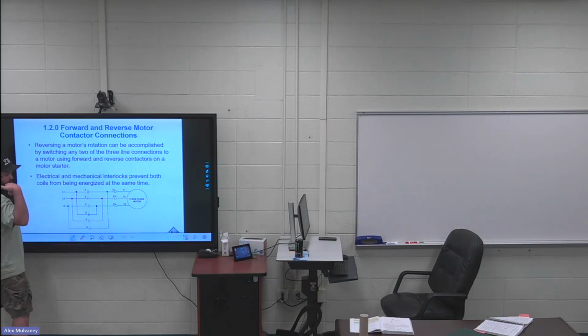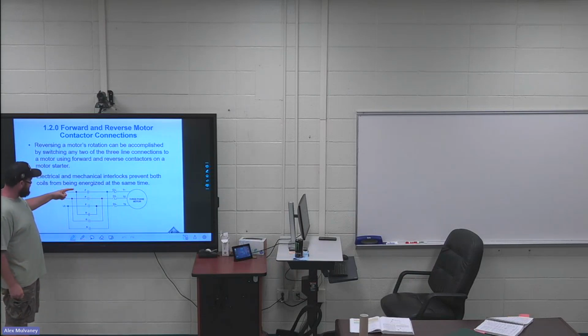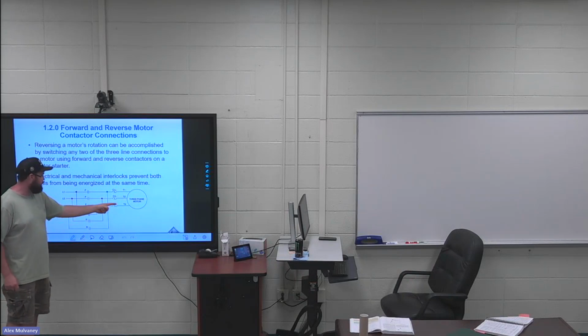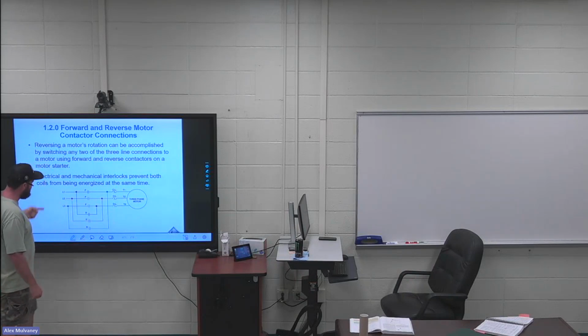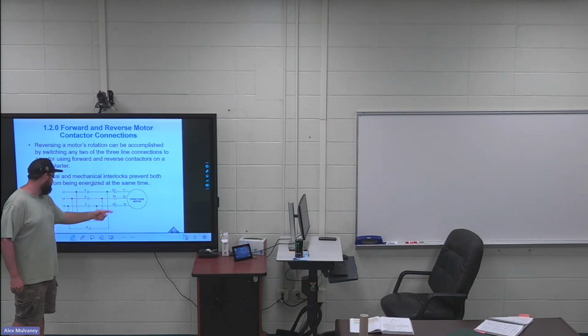If I open them up, turn it off, and I hit my reverse button, now what's going to happen is my line 1 is going to go here. It's not going to go through my forward contact, so I'm going to have voltage here, but it's not going to pass through there because that's normally open. It's going to come down here, go through my closed first reverse contactor, and go through here and hit T3. So L1 is going to go to T3.